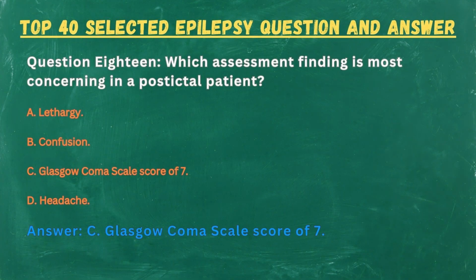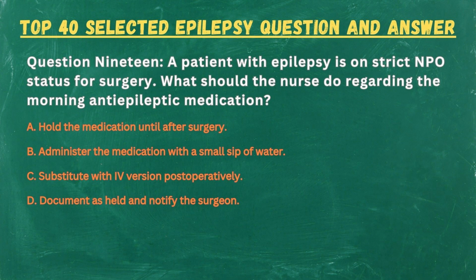Answer: C. Glasgow Coma Scale score of 7. Question 19. A patient with epilepsy is on strict NPO status for surgery. What should the nurse do regarding the morning antiepileptic medication? A. Hold the medication until after surgery. B. Administer the medication with a small sip of water. C. Substitute with an IV version post-operatively. D. Document as held and notify the surgeon.